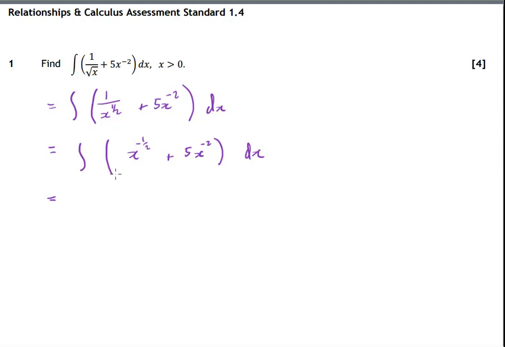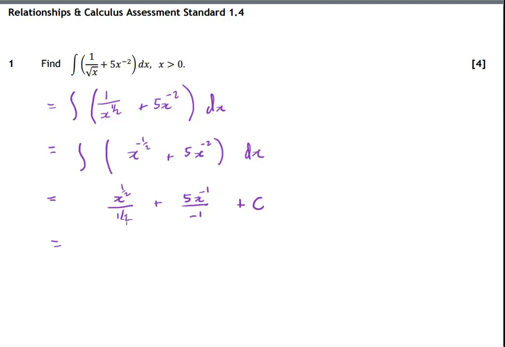Now we can integrate here by adding 1 to the index, so x to the minus half becomes x to the half, and dividing by that new index. The same on this term, add 1 to the index, gives us 5x to the minus 1, and all of that divided by minus 1. Now there are no limits on this integration, so we must remember to add on the constant of integration.